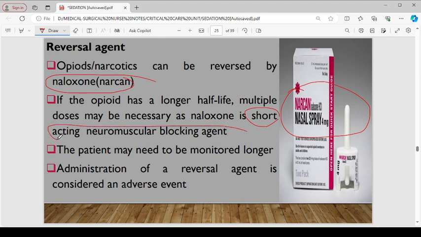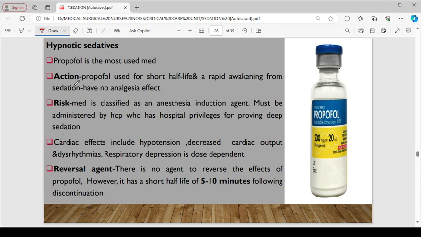The patient may need to be monitored longer. That's what it will mean. Then administration of this reversal agent, as we have considered in the other parts, is an adverse event, okay, and has to be treated as such.